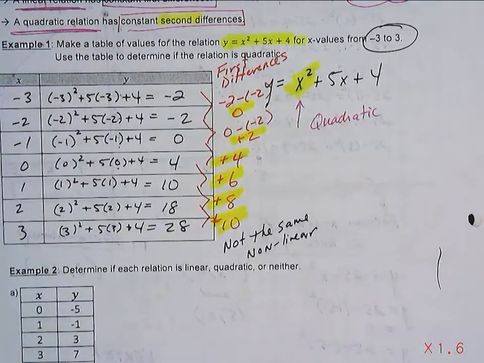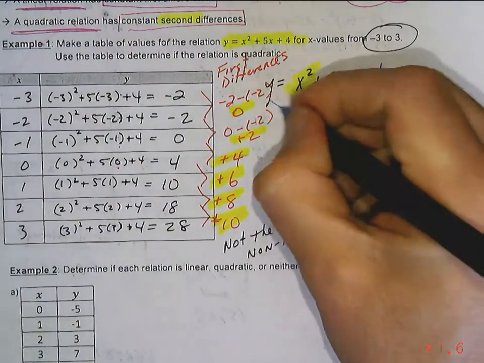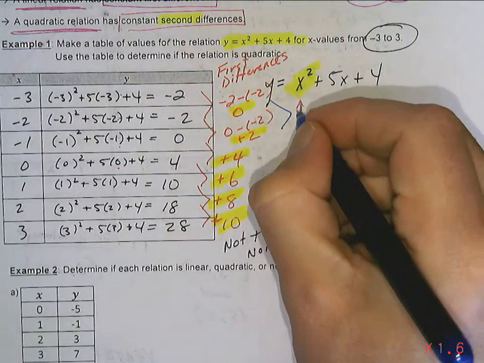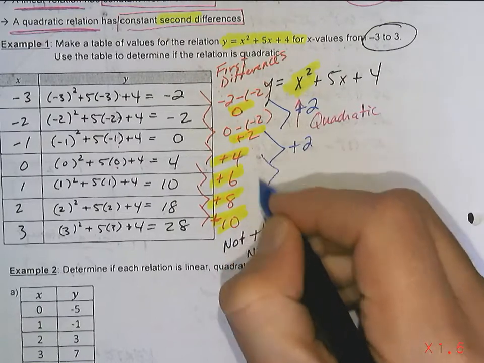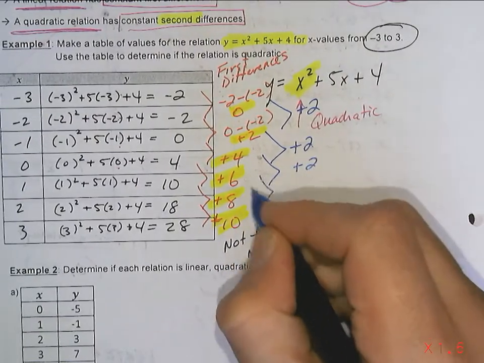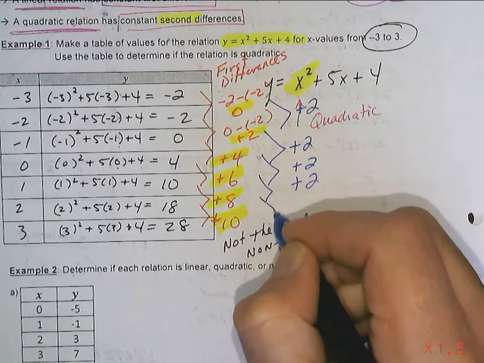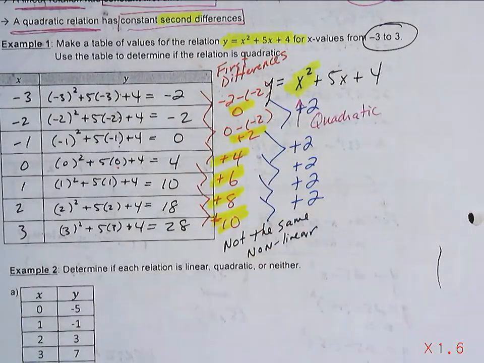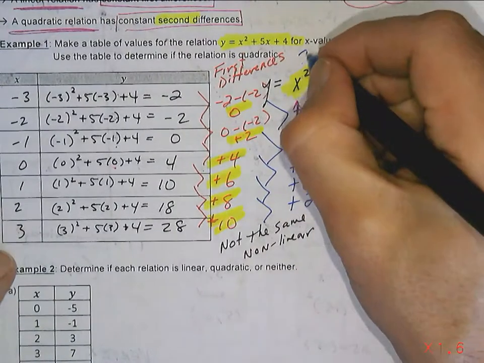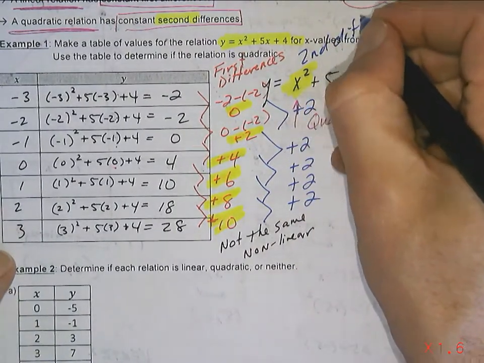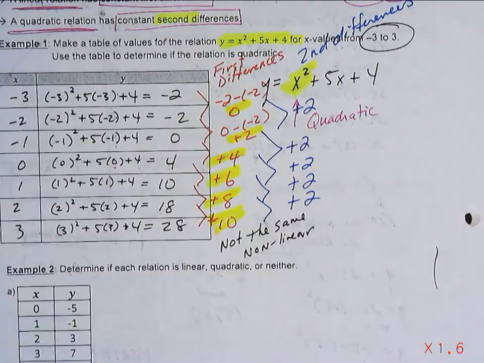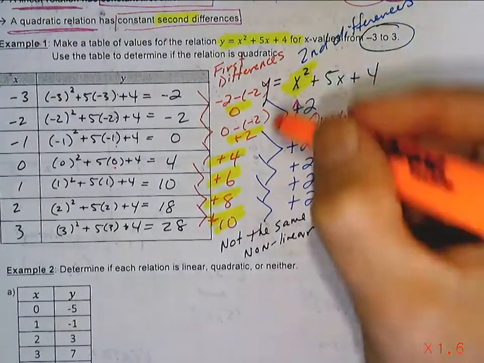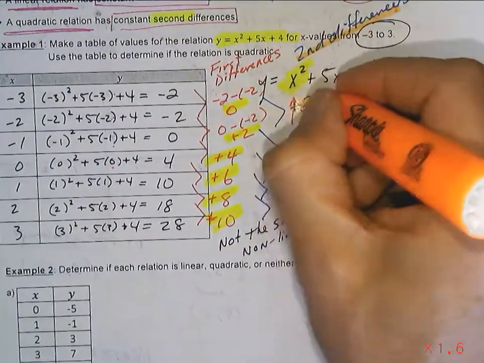Now for my second differences, what I do is I take a look at what did it take to go from 0 to 2? It took plus 2. What did it take to go from 2 to 4? Plus 2. From 4 to 6? Plus 2. From 6 to 8? Plus 2. From 8 to 10? Plus 2. Those are my second differences. And I don't think it's hard to understand why they're the second differences, because they happened when I did the same thing for the second time. So these are my second differences.